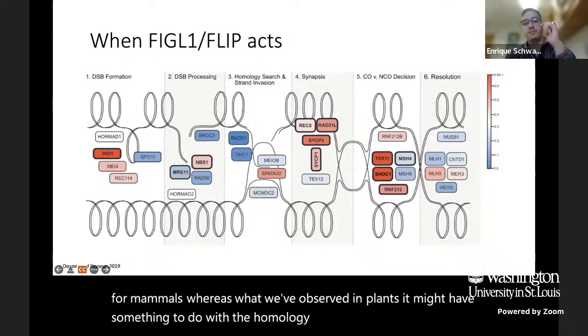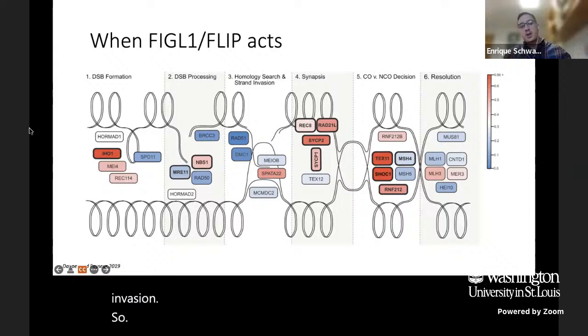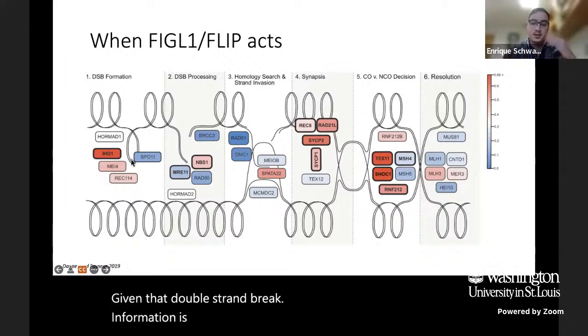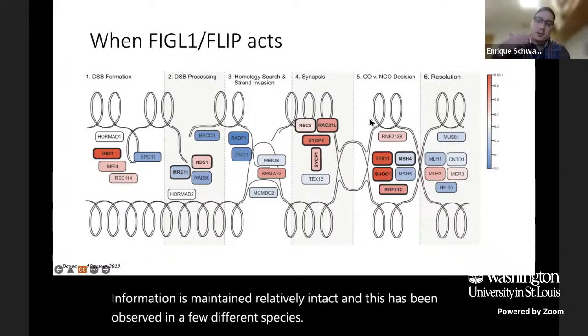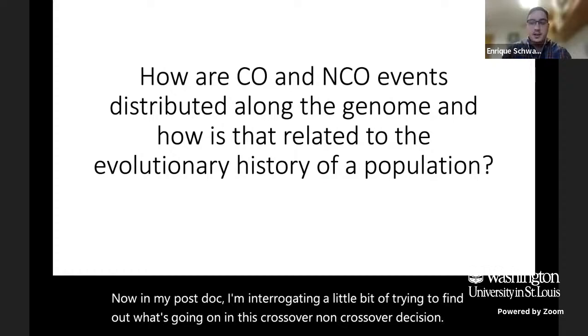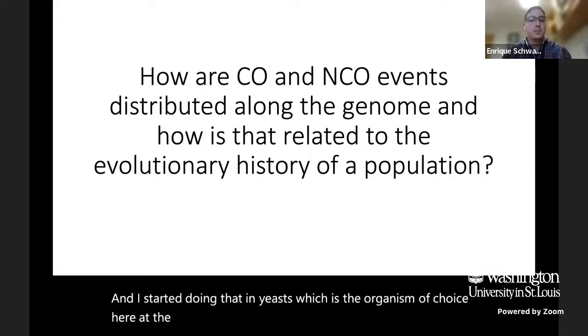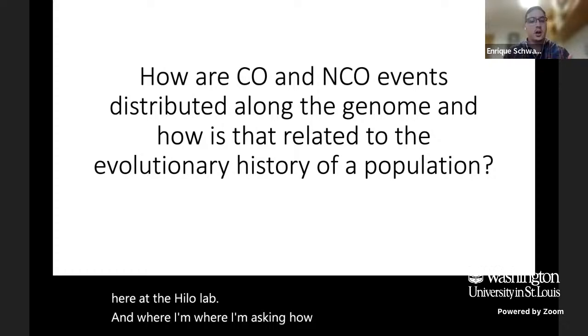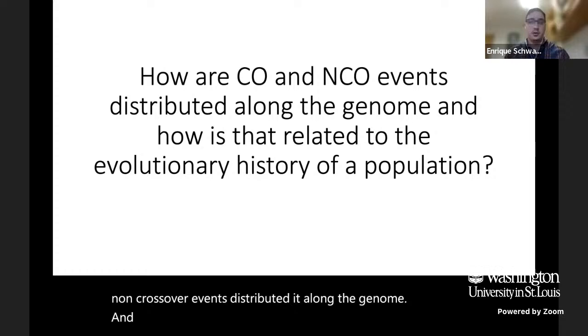So given that double strand break formation is maintained relatively intact, and this has been observed in a few different species, now in my postdoc, I'm interrogating a little bit of trying to find out what's going on in this crossover, non-crossover decision. And I've started doing that in yeast, which is the organism of choice here at the HIO lab, and where I'm asking how are sort of crossover or non-crossover events distributed along the genome, and how that might be related to the evolutionary history of a population.